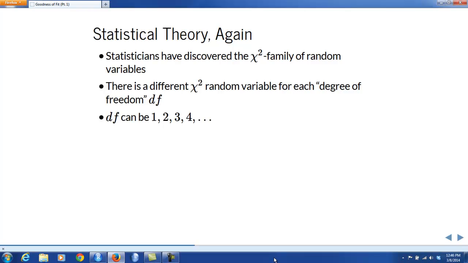There's a different chi-square random variable for each number called a degree of freedom. Degree of freedom numbers can be 1, 2, 3, 4, and any higher whole numbers.